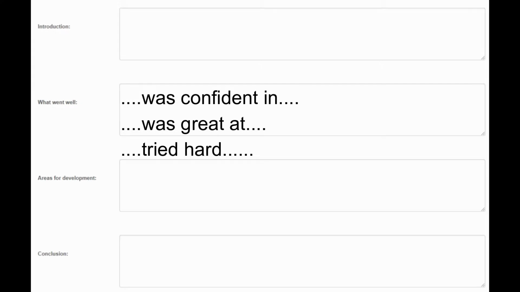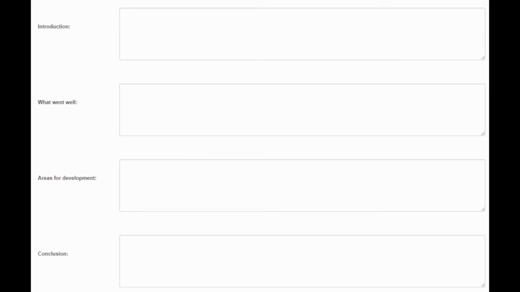So for example, I might say, so-and-so was really confident in labelling colours and could identify the colours of objects. So-and-so was great at copying the sentences I modelled. He tried hard with this lesson and even used some sentences independently. Notice that you still need to use the bullet form to make this nice and easy to read.